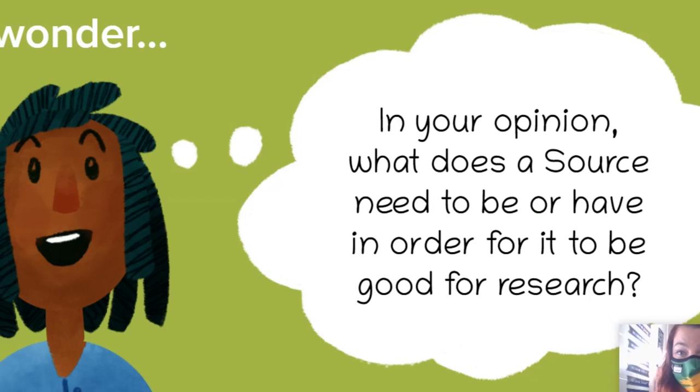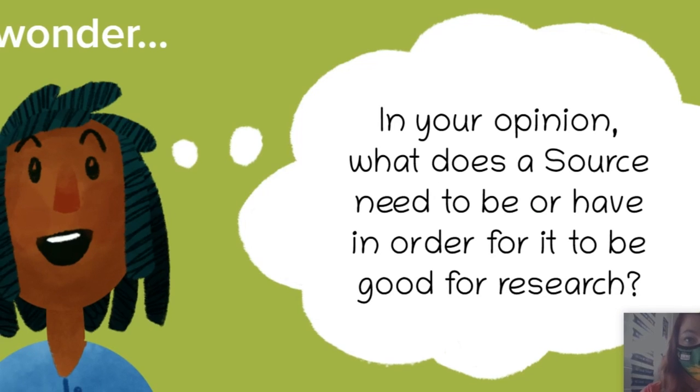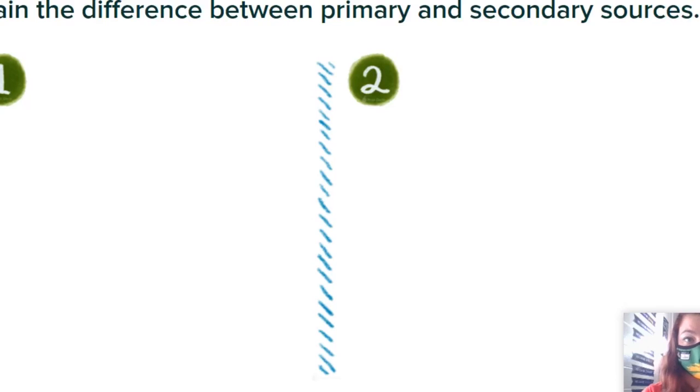So the first slide that you're going to come across here is, in your opinion, what does a source need to be or what does it need to have in order for it to be good for research? So this is something that, especially around the 8th grade, you should be able to glance at certain articles and websites and kind of have a gut feeling based off of your prior knowledge of what is a good source and what does it look like, even on the surface level. What does it have or what does it not have? That immediately makes you think, okay, this is worth looking into further.